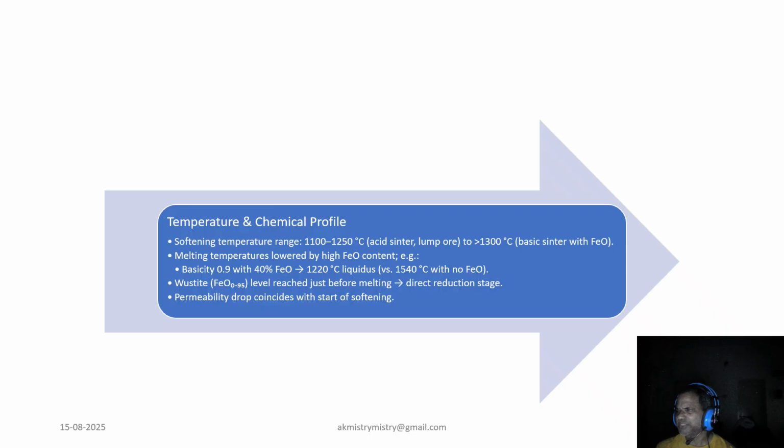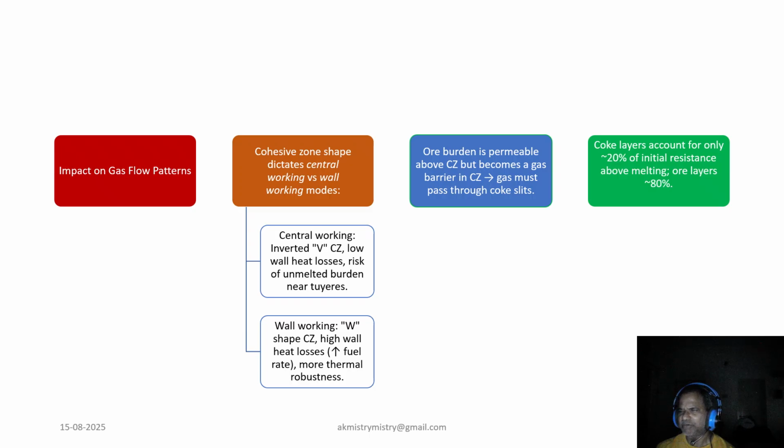So we can see, for example, a basicity of 0.9 with 40% FeO results in a liquid temperature of just 1220 degrees centigrade compared to 1540 with no FeO. So we can see how FeO transforms the melting temperature. We said FeO is formed just before melting, marking the onset of direct reduction. This stage also coincides with a sharp drop in permeability.